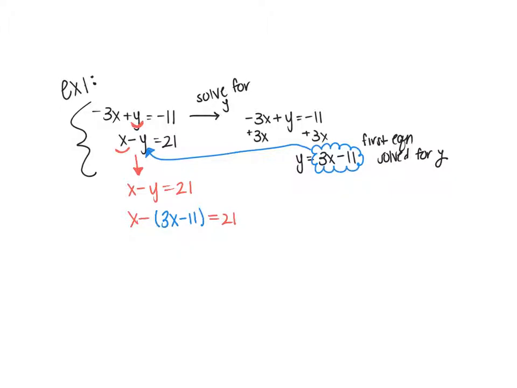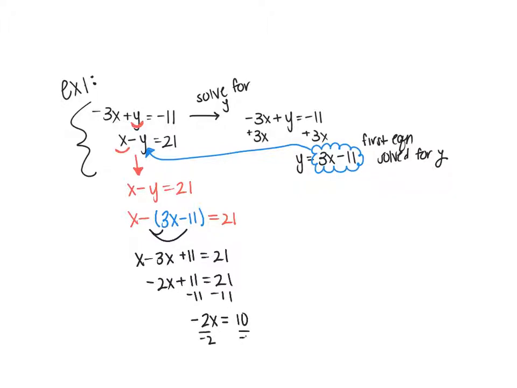Now, since I've plugged the first equation into the second equation, I now have one variable. I have just x's. So now it's just a matter of solving. I need to distribute, combine like terms. So now I'm just working on solving for x. Divide by negative 2 and get x equals negative 5.